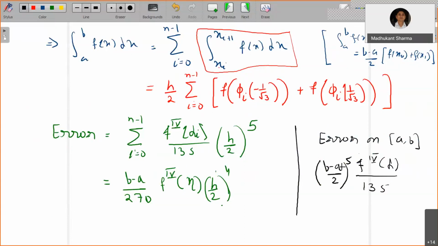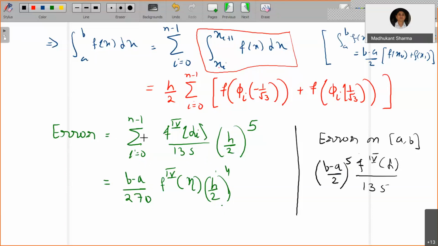Now if you take the interval xi to xi plus 1, then you have (xi plus 1 minus xi) by 2, so that is (h by 2) to the power 5, times the fourth derivative of f at some point di, divided by 135. This is what had happened here, and then you have to run the summation over i. Now (h by 2) to the power 5 is constant and 1 by 135 is constant, so that is going to be (h by 2) to the power 5 times 1 by 135.